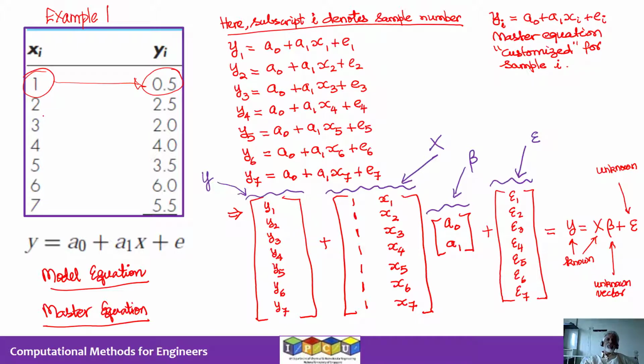The third experiment was done at x is equal to 3, so x3 is equal to 3. When I say x3, it means the value of x in the third experiment. And the corresponding value of y, which is labeled as y3 in this example, is y3 equals 2, etc. So we have 7 samples or 7 data points in this particular case.